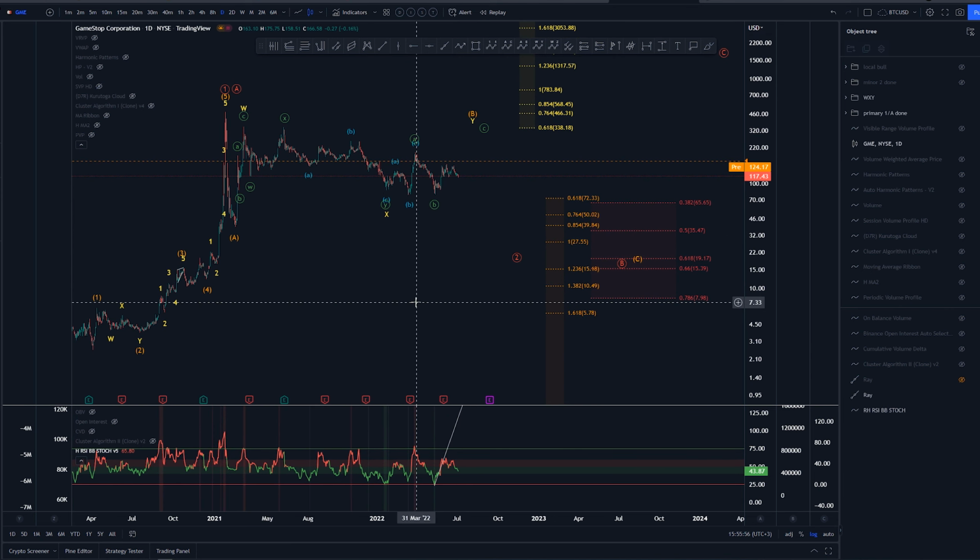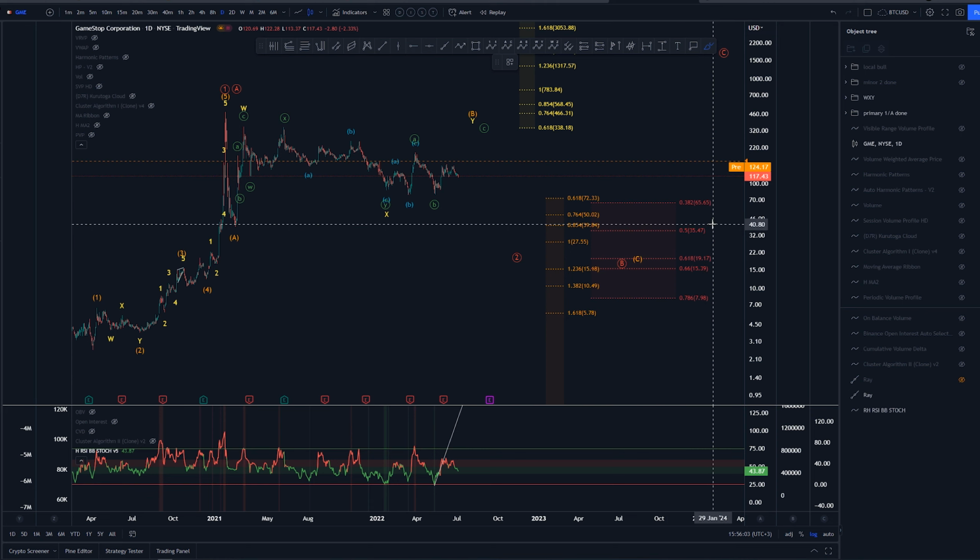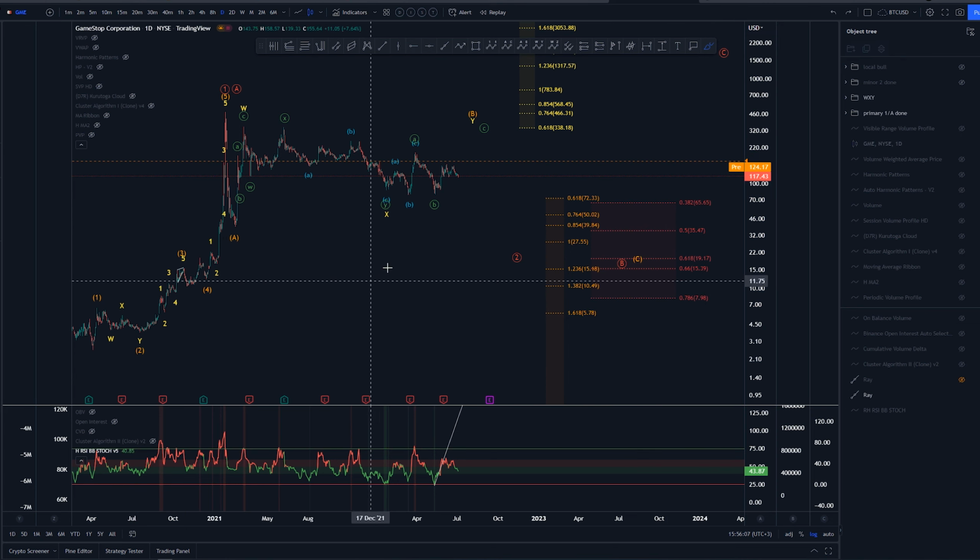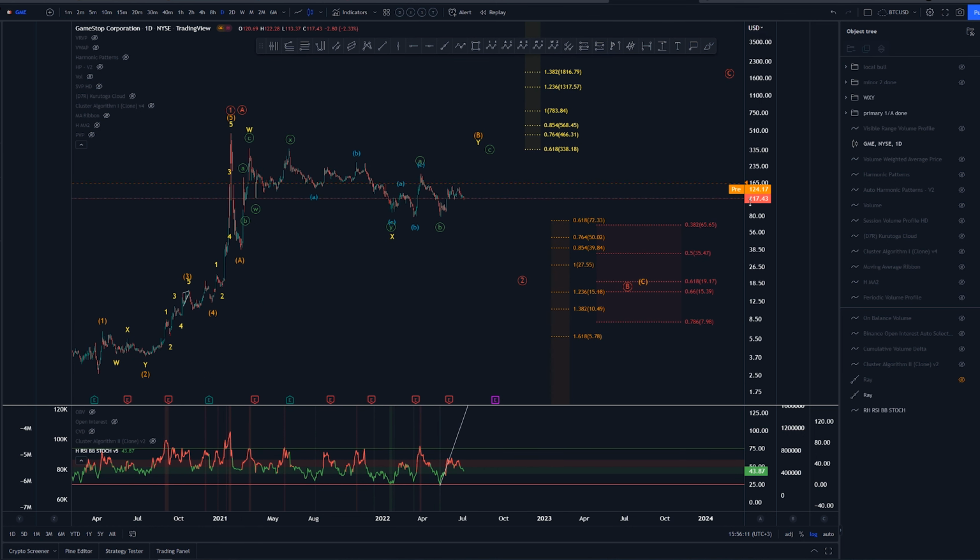On logarithmic scale, we did get very close to the 0.5 already here, which would lie at $35.50 of this A wave or wave 1. But yeah, this bearish scenario is still in play for sure.